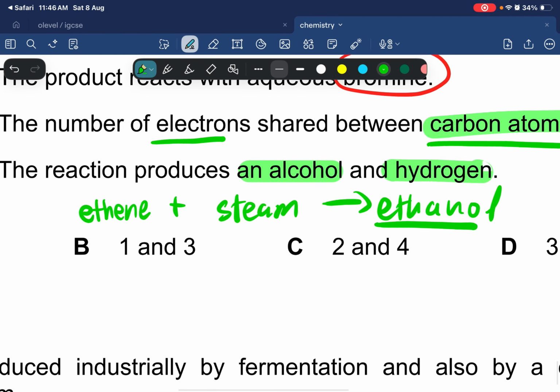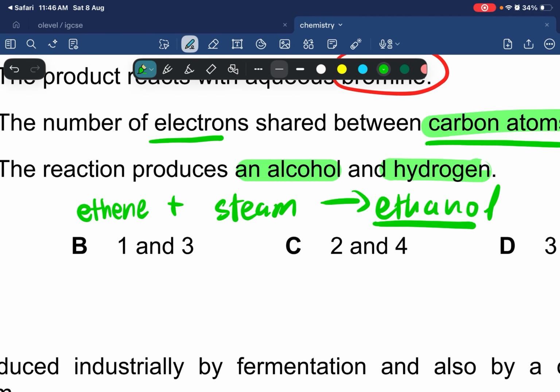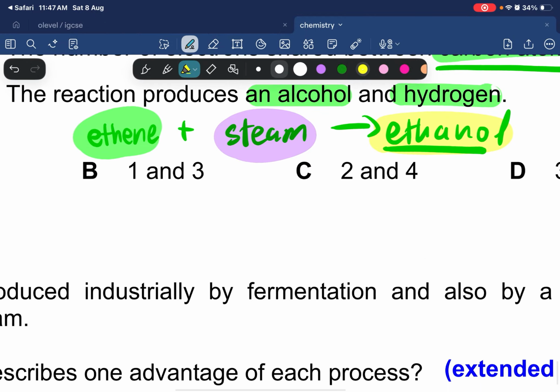Always remember, in addition reactions, alkenes, this is an alkene, right? Alkenes give addition reactions, you add things into it. In addition reactions, only a single product is formed. If the definition for an addition reaction comes, it is a reaction in which only a single product is formed. In A levels as well, they ask the definition for addition reactions. You should learn it. So it's basically 1 and 3, which makes sense.